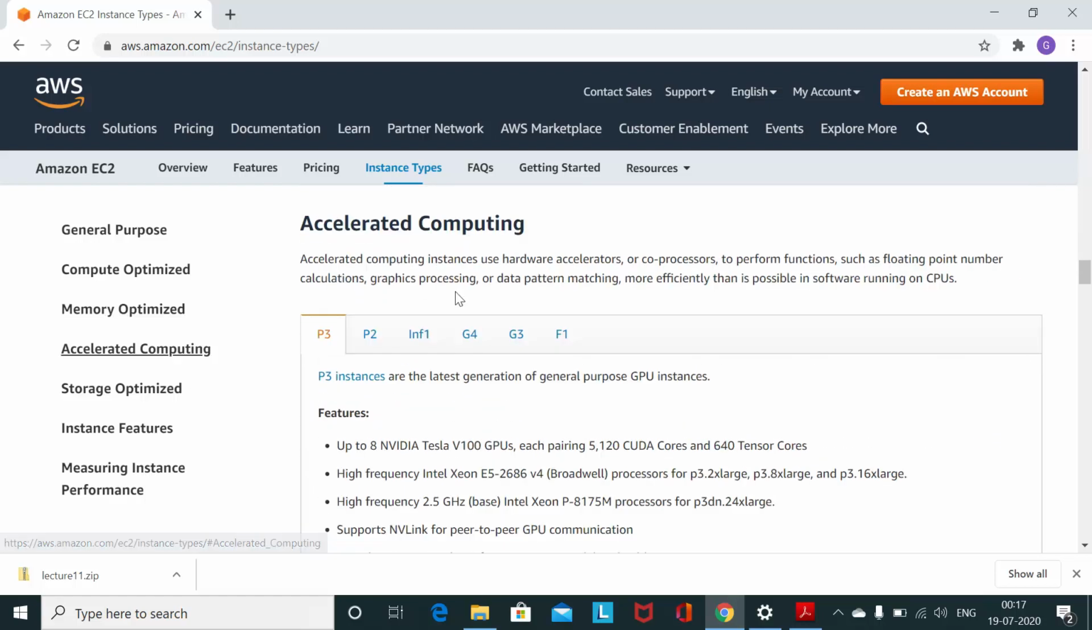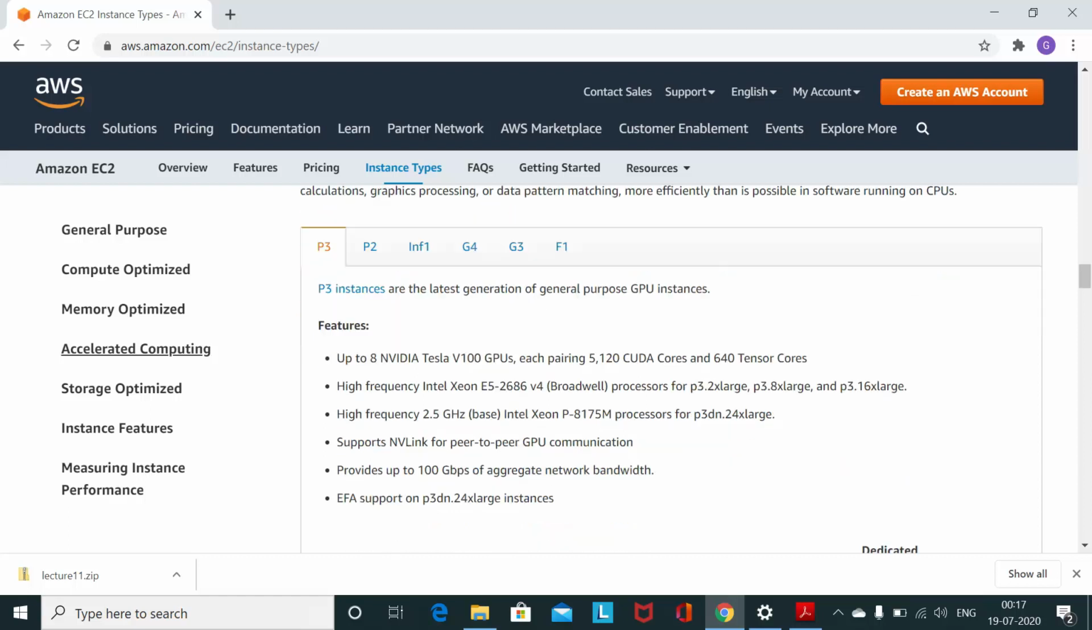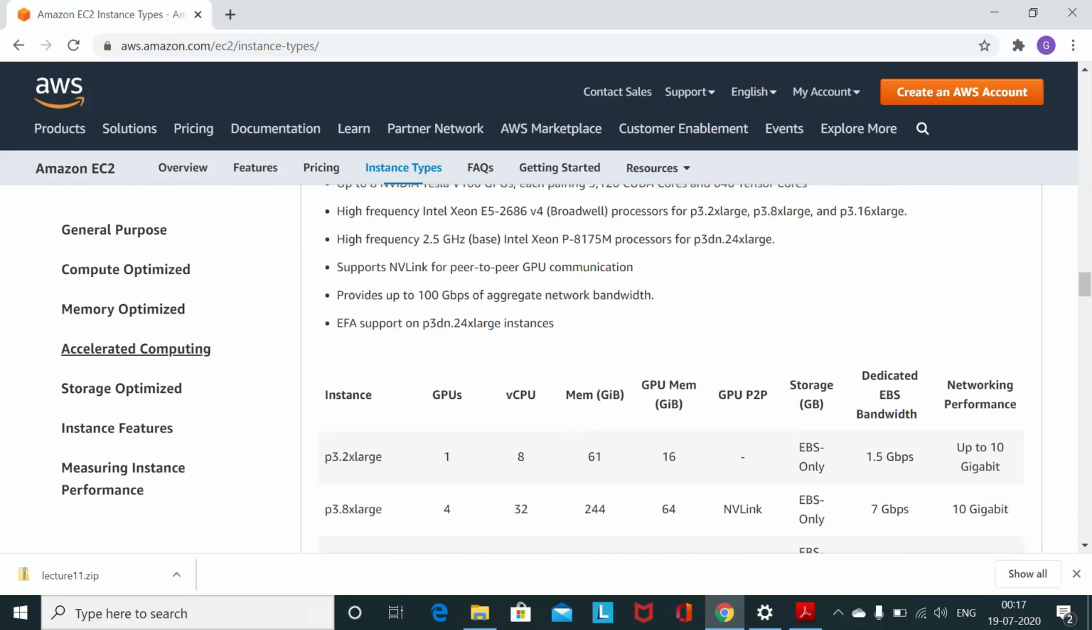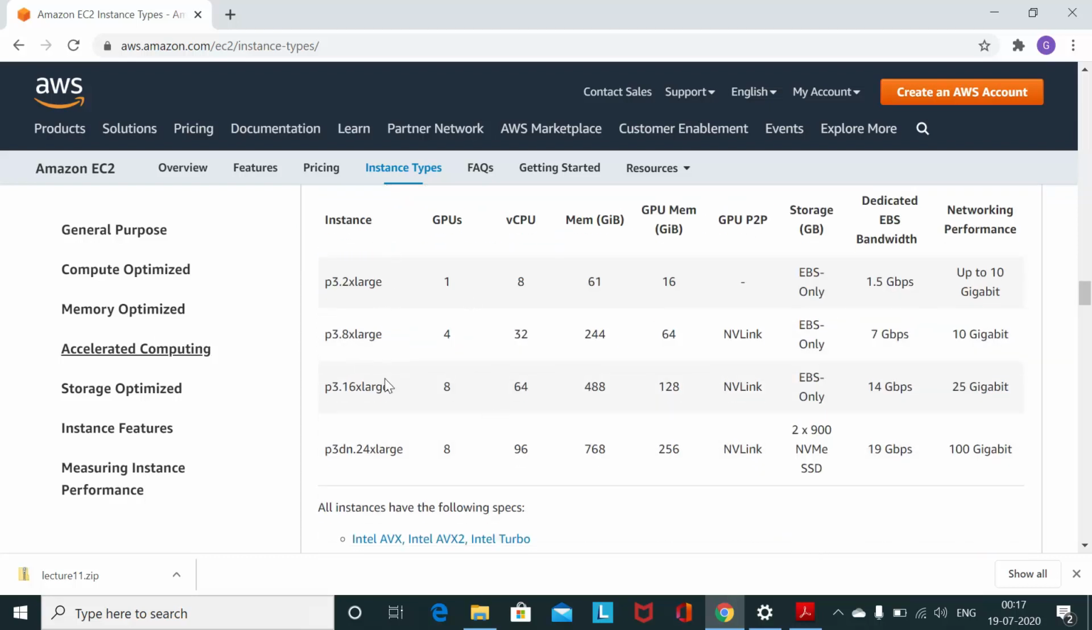Then is accelerated computing. Accelerated computing instances use hardware accelerators or coprocessors to perform functions such as floating point number calculations, graphics processing, or data pattern matching more efficiently than is possible in software running on CPU. These instances basically have general purpose GPU instances. The GPU is a graphical processing unit. We can have a look at these instances which it is providing.